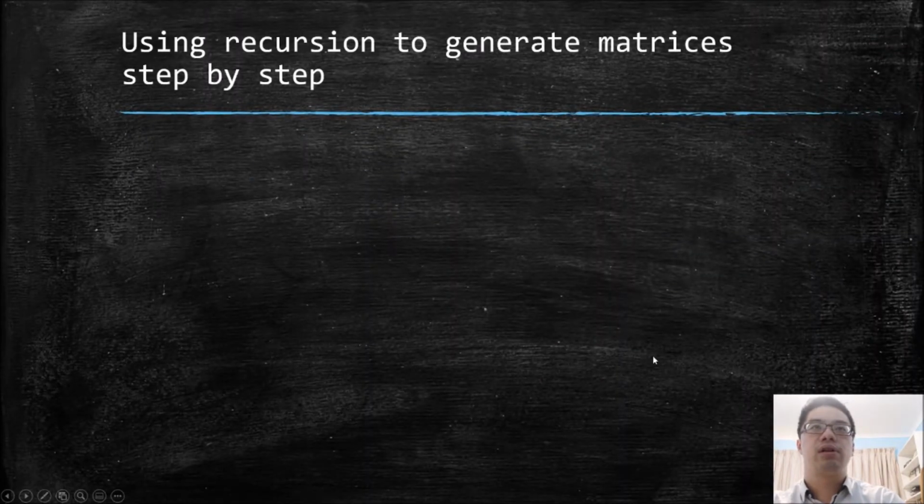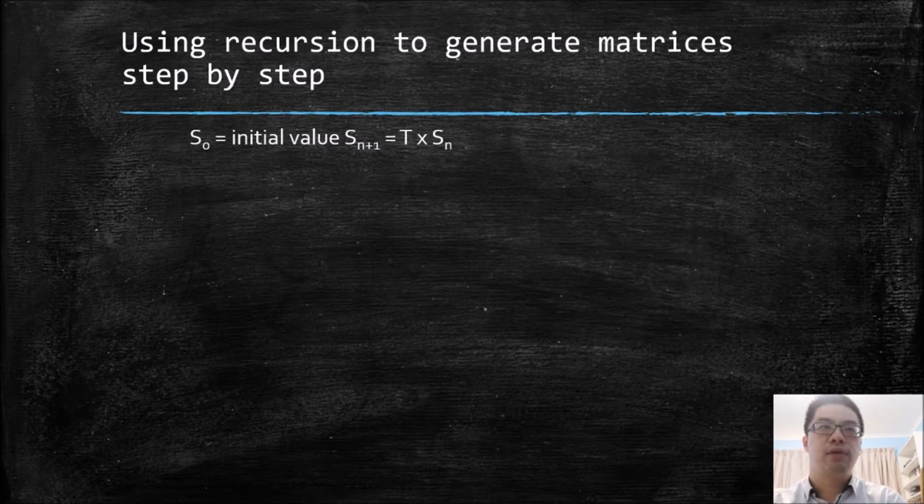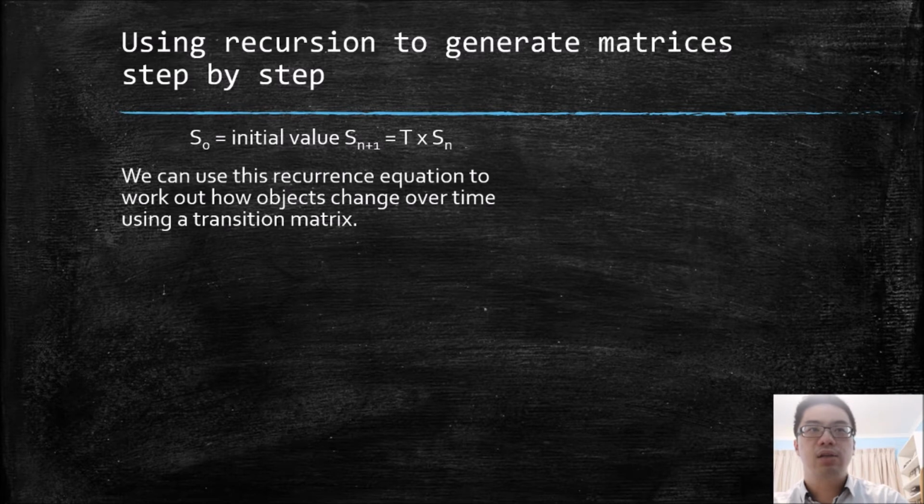So using a recursion to generate matrices step by step. This is similar to the recurrence relations done in core, but we're using matrices. So for our recurrence relation rule, S0 equals the initial value, Sn plus 1 equals T, which is called a transition matrix, multiplied by Sn. We can use this recurrence equation to work out how objects change over time using a transition matrix.